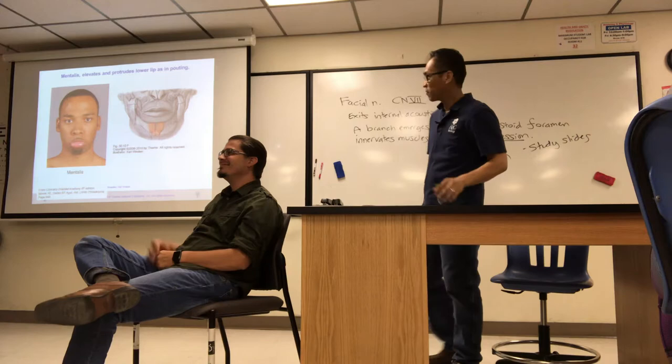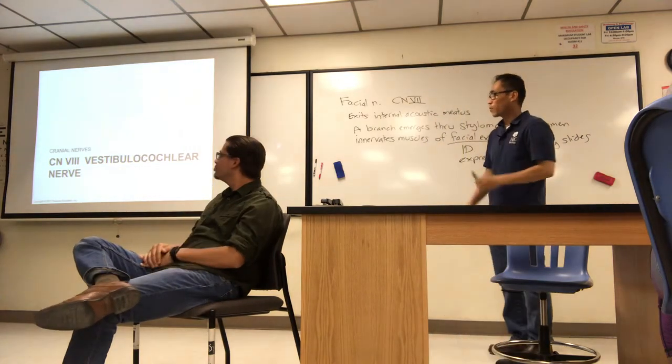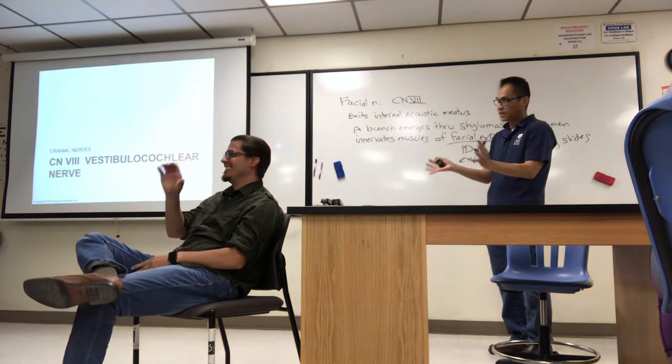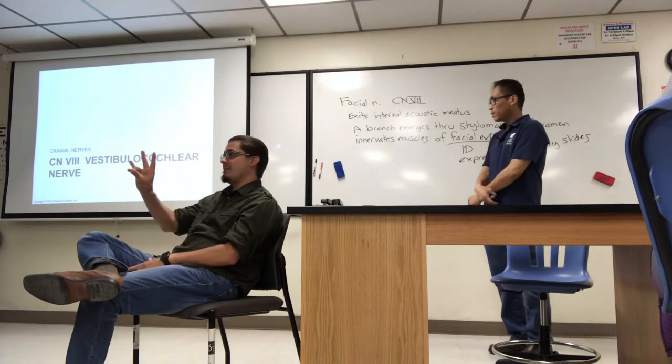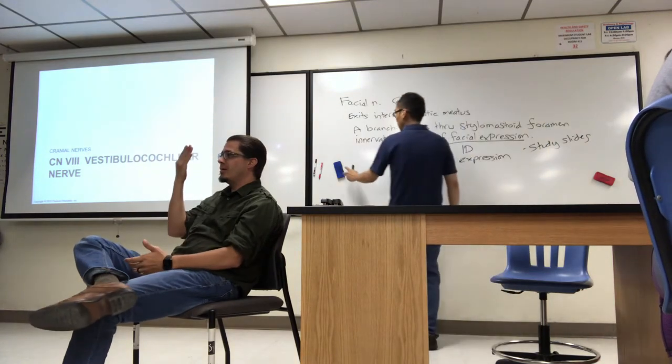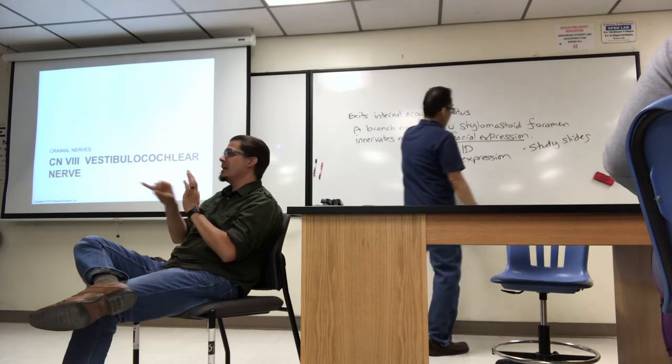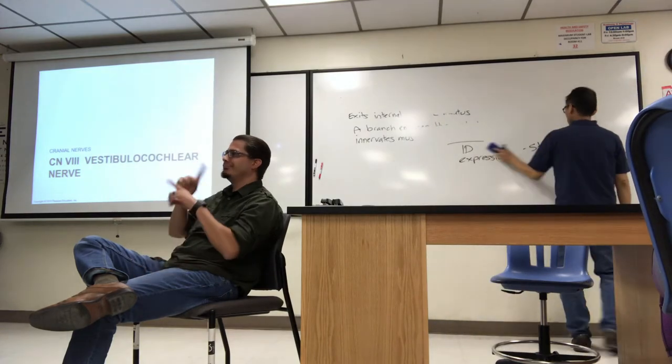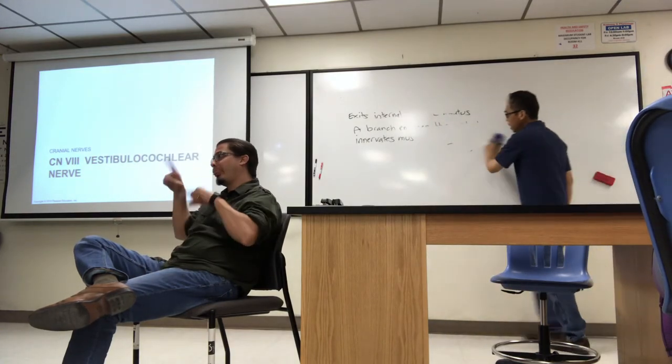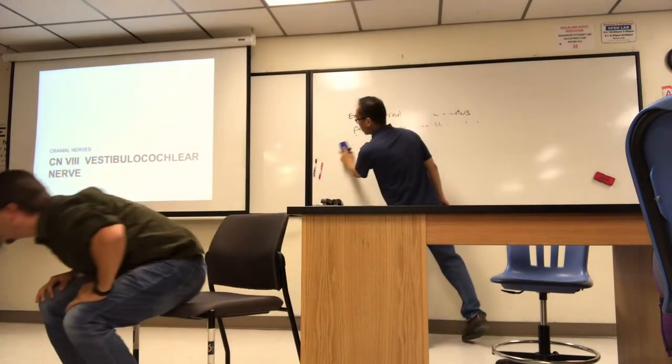I gave you a figure to study for that. They're all a branch of cranial nerve 7, and just basically be able to ID them and know the expression that's conveyed. 8, vestibulocochlear.